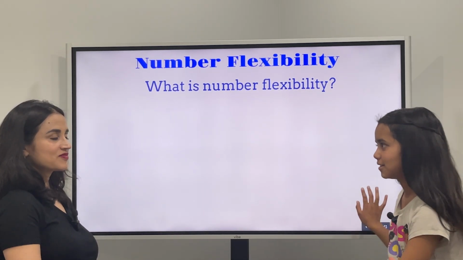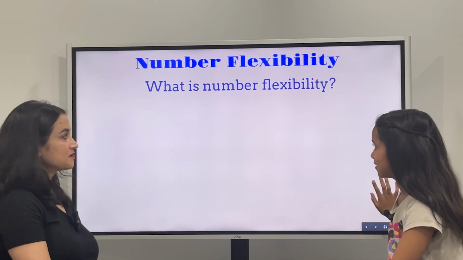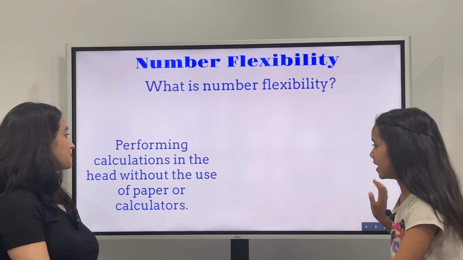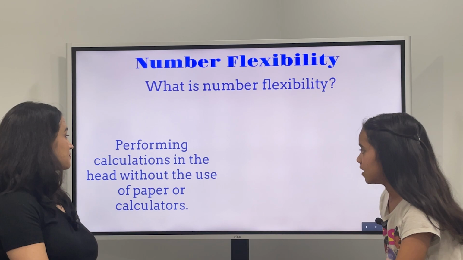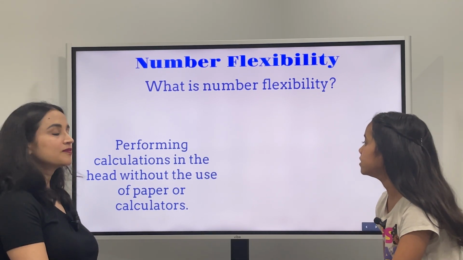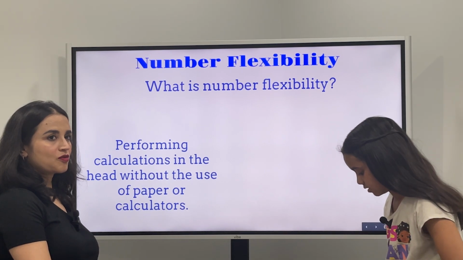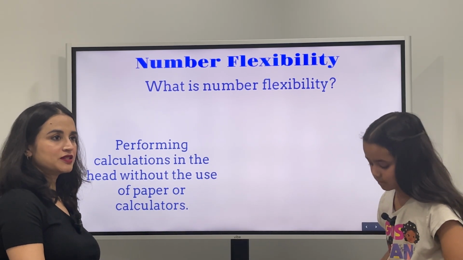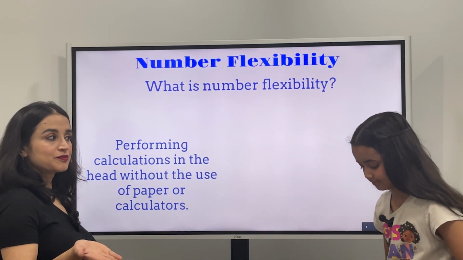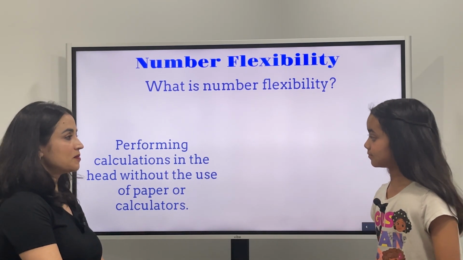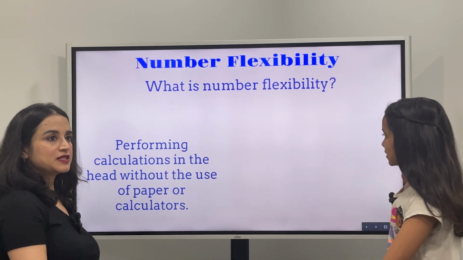I don't know. You don't know? Good, let's see. Performing calculations in the head without the use of paper or calculators. So, without using paper and calculator, you are able to calculate the math. So that's called flexibility.